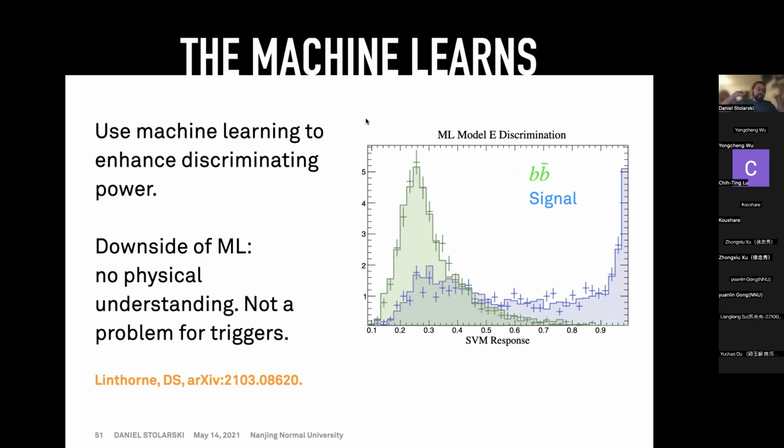Of course, the downside of machine learning is you don't know what the machine is doing, right? You don't get physical understanding of how the machine is discriminating signal from background, but that's fine, right? For the trigger, who cares? The trigger's job is not to give you physical understanding. The trigger's job is to write down the important events. And then you can do your offline analysis and get as much physical understanding as you are capable of.